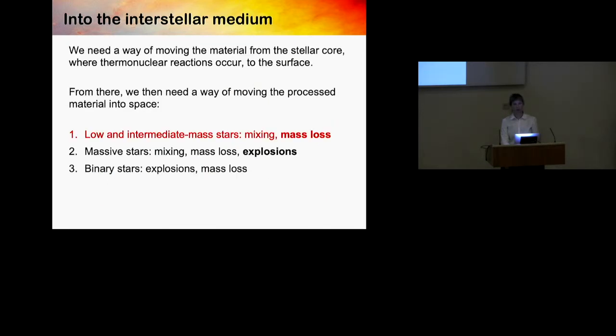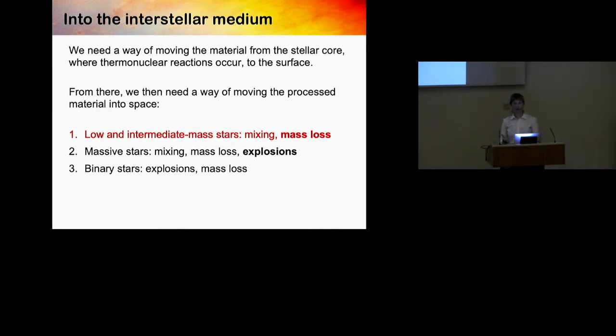Now, stars experience nuclear reactions deep in their interiors, so we need a way of moving that material from the stellar core, where those reactions are taking place, to the surface, or at least into space. There are a couple of different ways that they do this. First of all, low and intermediate mass stars, which are my focus, experience mixing between the core and envelope. It's a really complicated process that we're still bogged down in some of those details. And then they have mass loss. They have outflows or winds that remove this material into space.